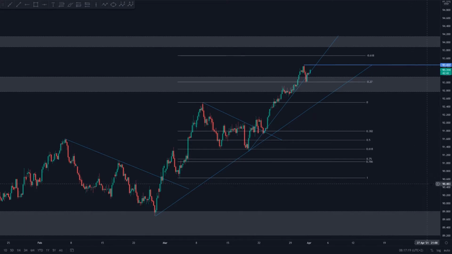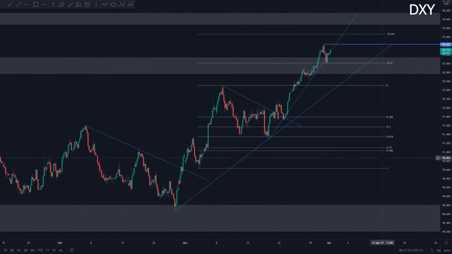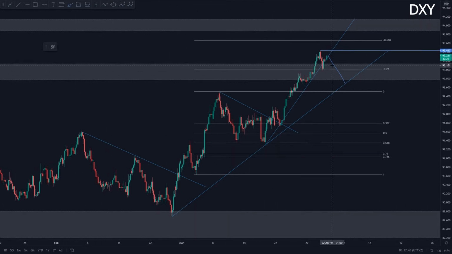So to begin with, as per usual, the DXY. What can we see and what can we expect? Well, we're still situated in this clear uptrend structure, making higher lows and higher highs. I'm currently waiting for this ascending trendline to break and then to see a pullback towards my major trendline over here, which connects the higher lows. Where are we going to see a pullback from?